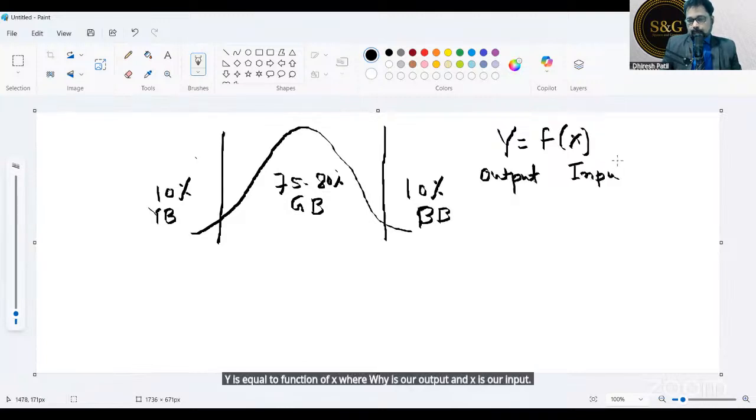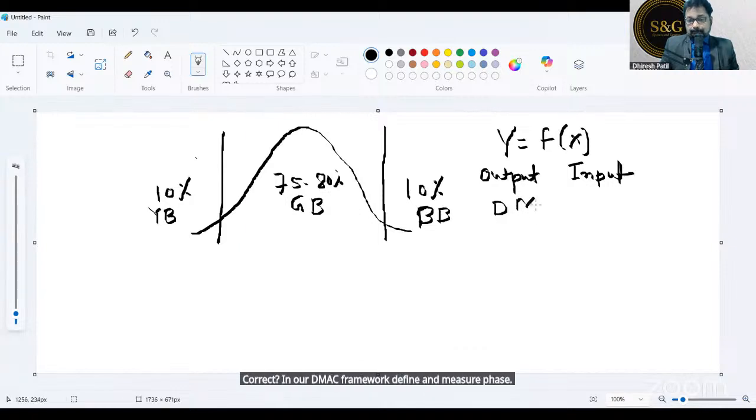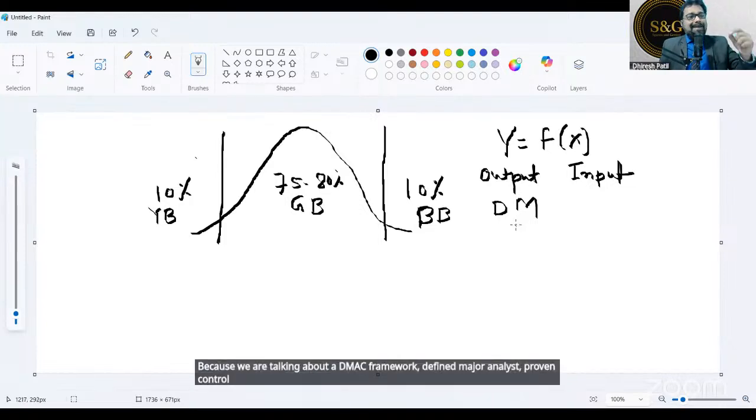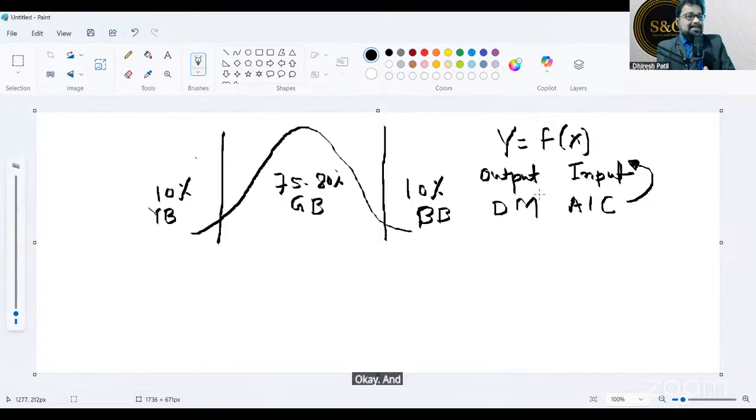Correct? In our DMAIC framework, define and measure phase, because we are talking about the DMAIC framework: define, measure, analyze, improve, and control. Define and measure phase basically focuses on the output, and analyze, improve, and control focuses purely on the input. Input meaning the factors which are impacting the output. And what is output in this context?